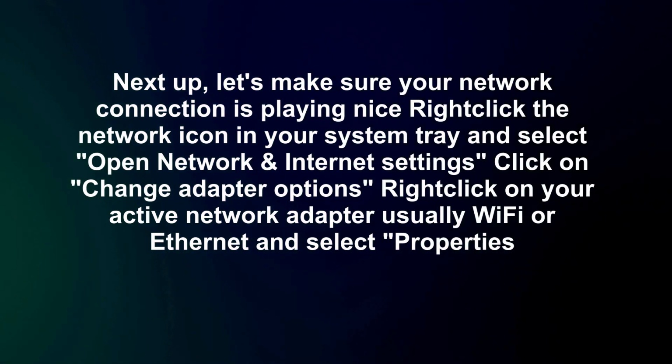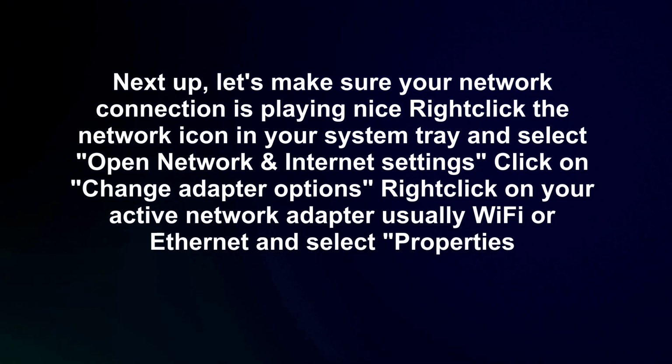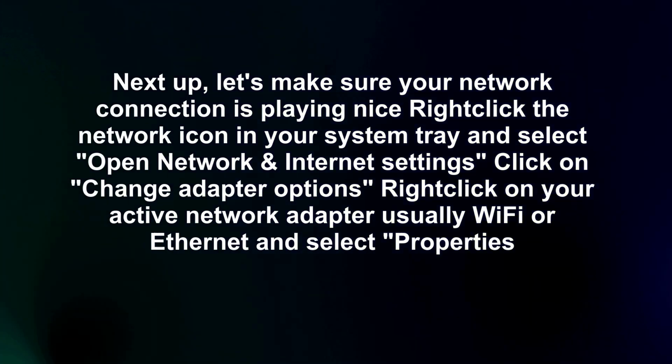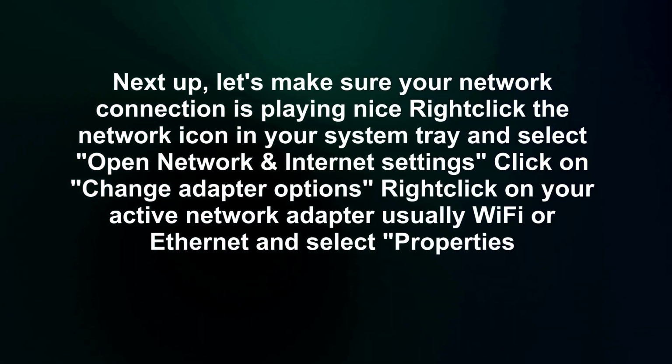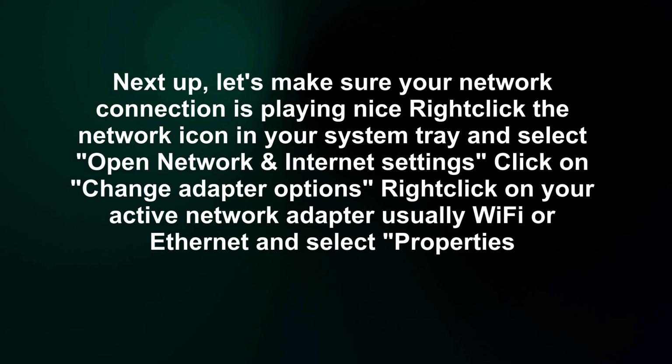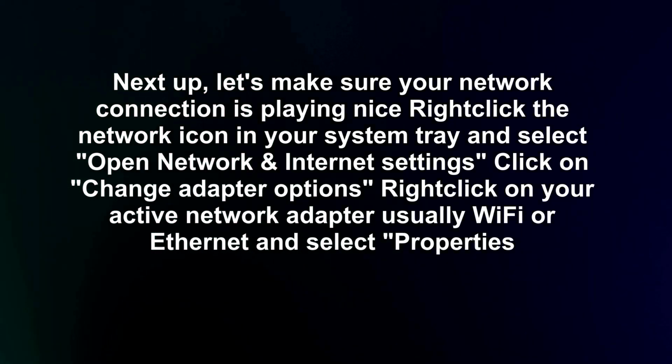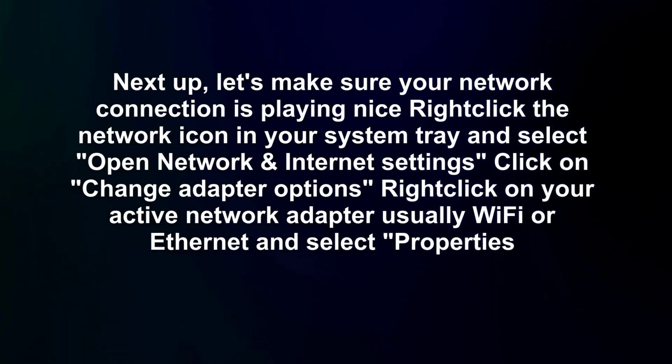Next up, let's make sure your network connection is playing nice. Right-click the network icon in your system tray and select Open Network and Internet Settings. Click on Change Adapter Options. Right-click on your active network adapter, usually Wi-Fi or Ethernet, and select Properties.